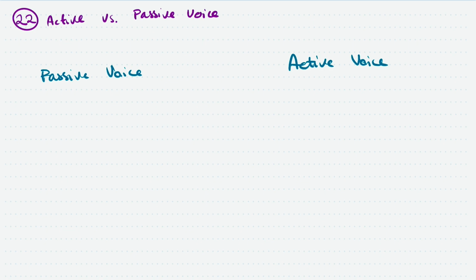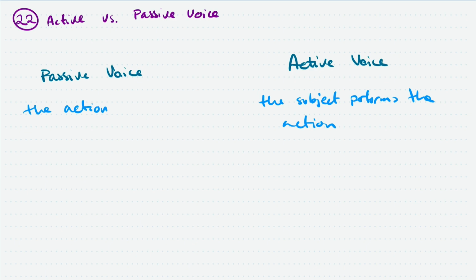In the active voice, essentially the subject performs the action, and in the passive voice, the action is being performed, either generally by the subject or without a subject. It is about the action.